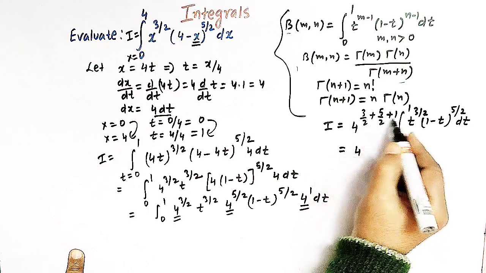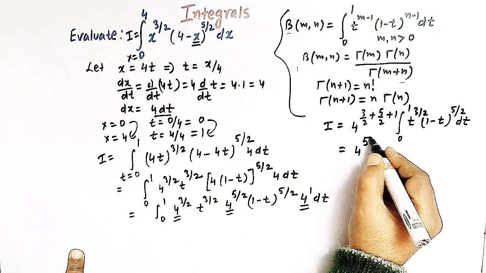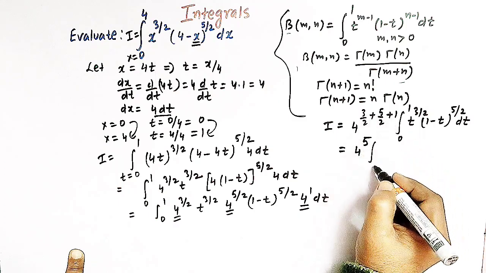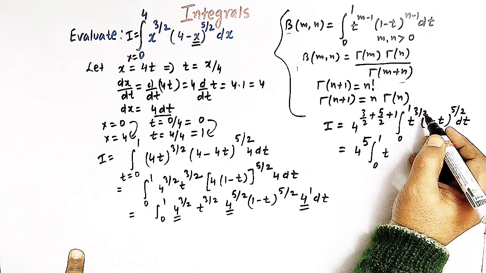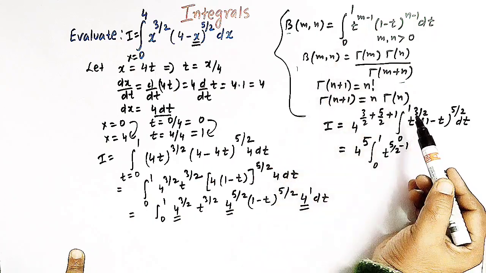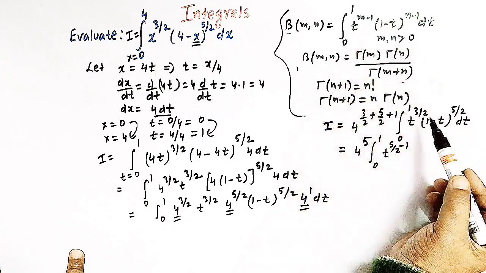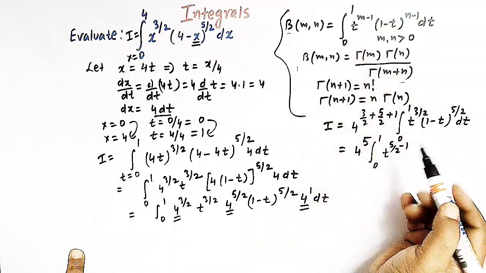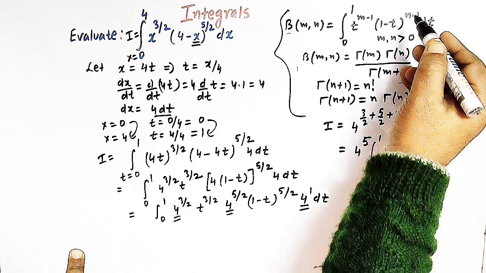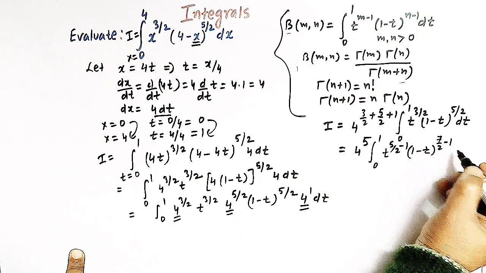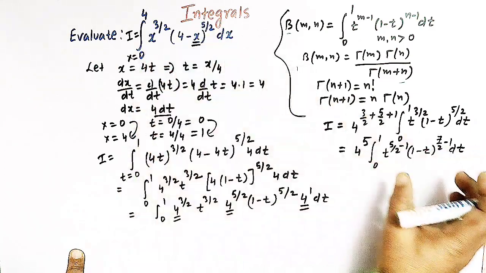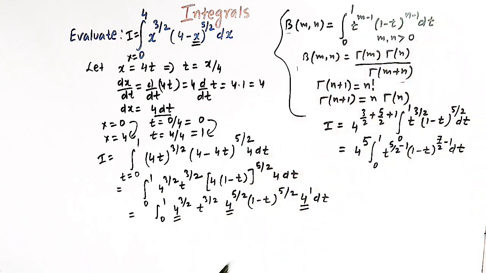Now this expression is equal to 4 raised to 5, because 5 plus 3 is 8, 8 over 2 is 4, and 4 plus 1 is 5. We can now write the integral from 0 to 1 of t raised to 3 by 2. The 3 by 2 can be written as 5 by 2 minus 1, because we have to write this exponent in the form m minus 1. Similarly, here we have 1 minus t raised to 5 by 2, and 5 by 2 can be written as 7 over 2 minus 1, and here we have dt. So now this integral is converted into a form similar to the beta integral.